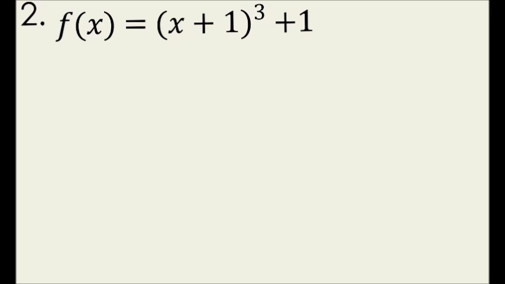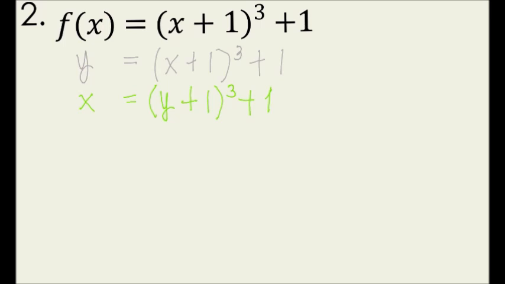First step, replace f of x with y. So we will have it like that. Next, we exchange the variables x and y. So that will become x, and that will become y cube plus 1. Now, we want to isolate the one with the variable y on one side of our equation. So, we transpose 1. We will have x minus 1 is equal to y plus 1 cube.